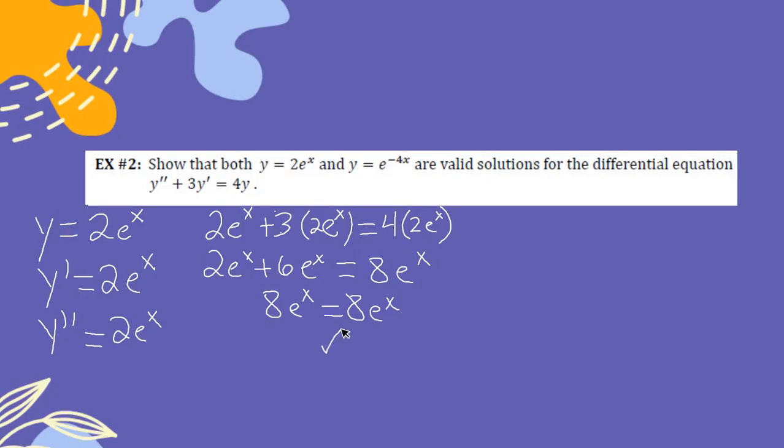Yes, no, maybe. Now they will not lie to you. It will not say show that these two things are solutions if they're not. Now it could say, is this thing a solution? And then your answer could be no. But if it says show that they are, it's not going to give you something that doesn't work. Yes, no, maybe. Yes. Okay.